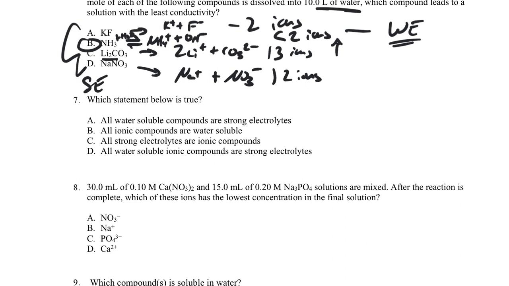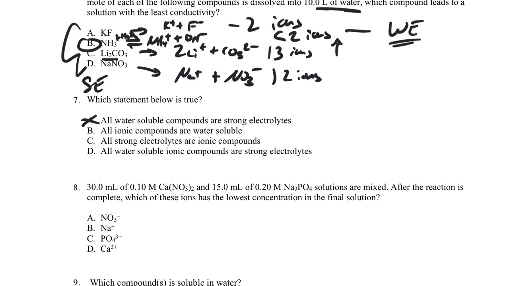Question 7, which statement's true? Are all water-soluble compounds strong electrolytes? Might sound like a true statement at first, but think about a water-soluble compound like HCl or something that's molecular, or let's think about something like ammonia or NH3. You can dissolve ammonia in water, but it doesn't fully dissociate into its ions. So not all soluble compounds are strong electrolytes.